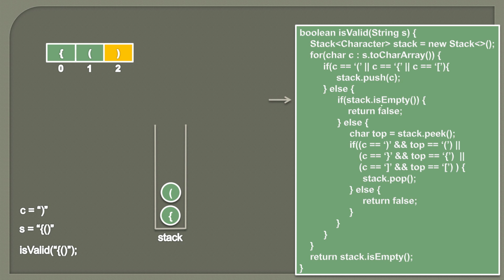In the else part, we first check whether stack is empty or not. If stack is empty, it means we are straight away getting a closing bracket and it does not have any opening bracket before it. So we can directly return false if the stack is empty. Currently on the stack we have two elements, so the else part will be executed. First we will check the top element by calling stack.peek.